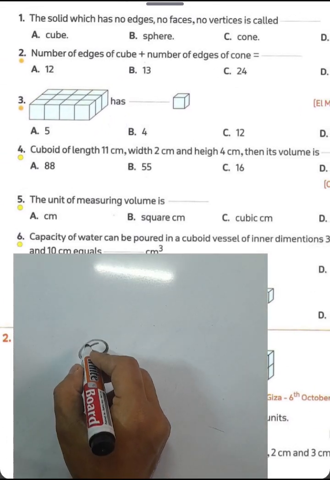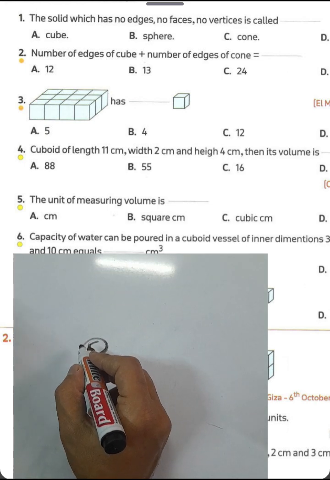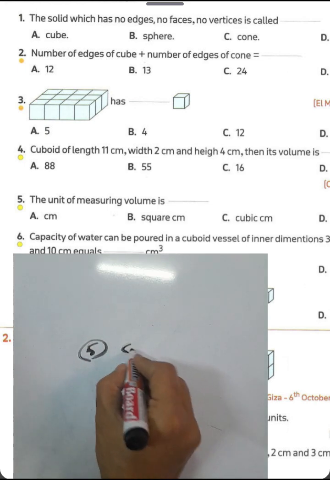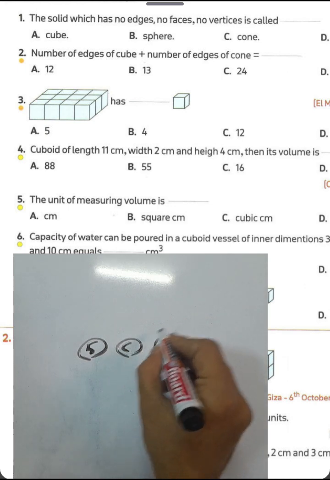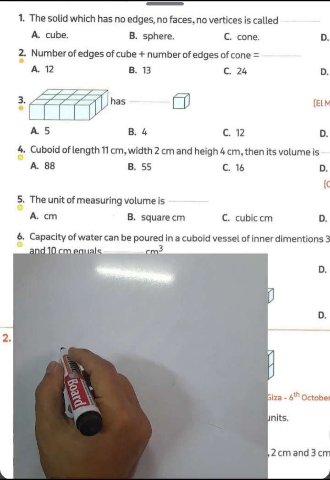Next question, number 5. The unit of measuring volume will be cubic centimeter. Choose cubic centimeter. Question 6.